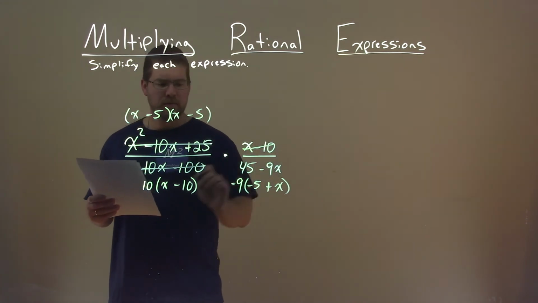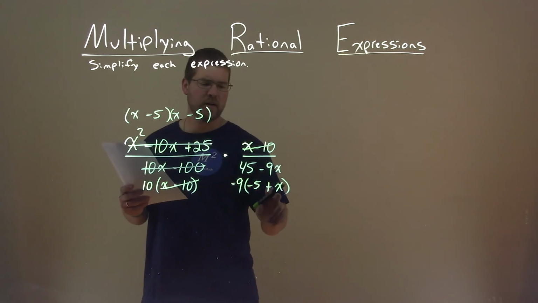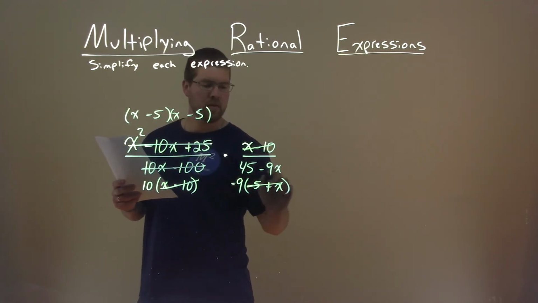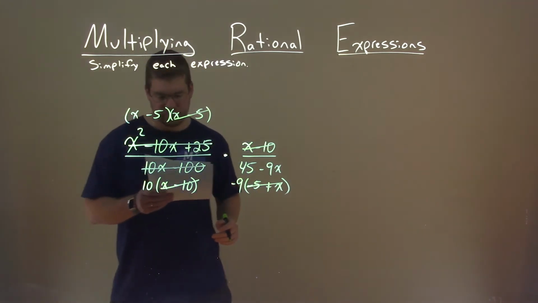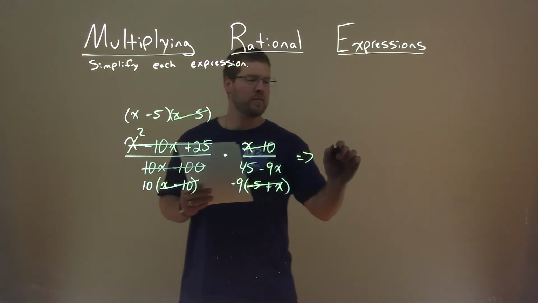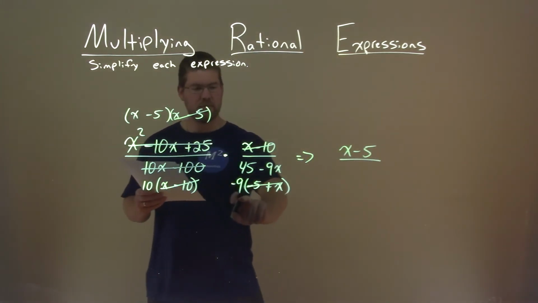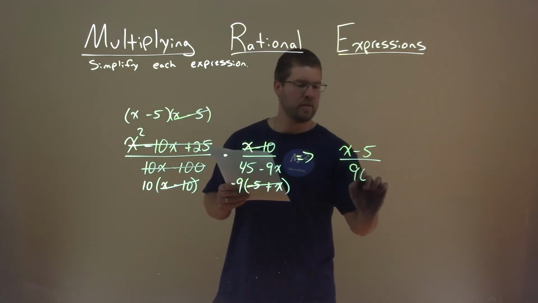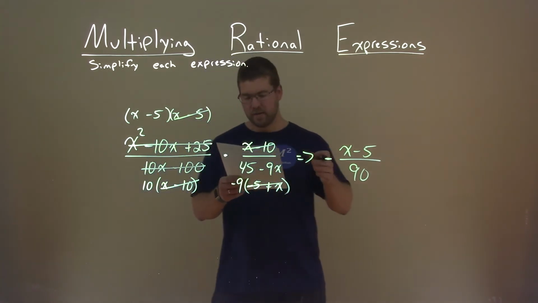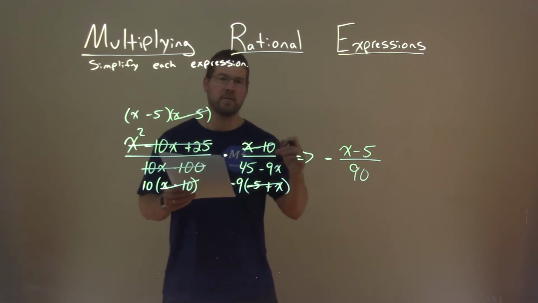All right, we're now at a pretty good point. We see the x minus 10 right here. But notice the negative 5 plus the x is the same thing as x minus 5. So these cancel as well. So what are we left with? Well, in our numerator, we have an x minus 5. The denominator, we have 10 times negative 9, which is negative 90. Let's put the negative out front. And there we have it. Negative x minus 5 divided by 90 is our final answer.